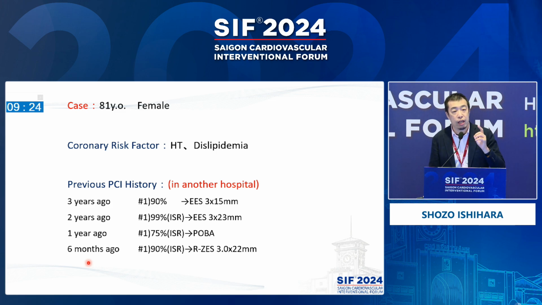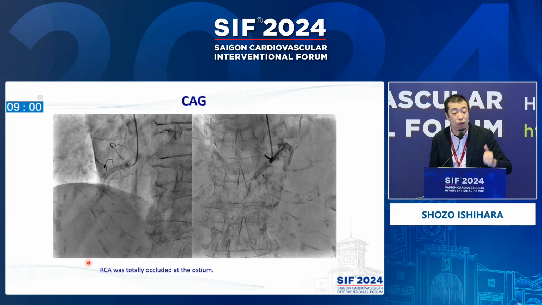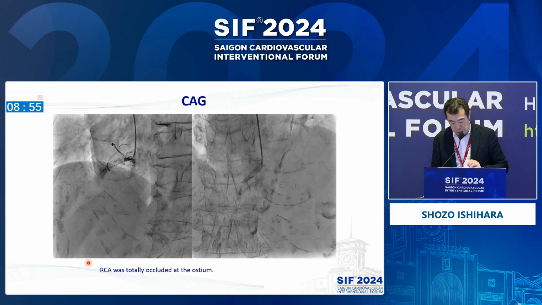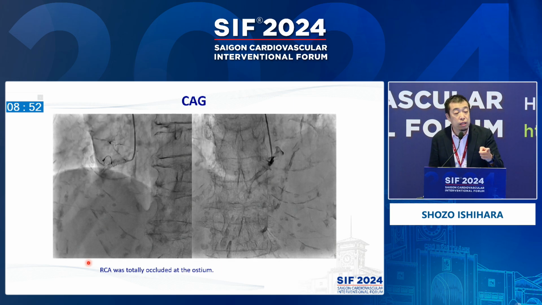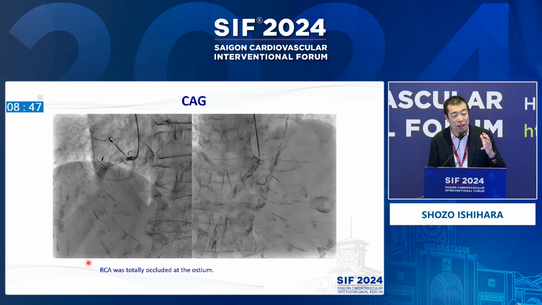This is a relatively senior age female, and she received many PCIs for the proximal RCA. So many, three times the stent was deployed at the proximal lesion. And so she moved to our city, and also she still feels chest pain, so we checked the angiography. Unfortunately, the proximal stent was occluded at the ostium like this. So already many stents. We can see the stent very clearly because of three times of stenting.